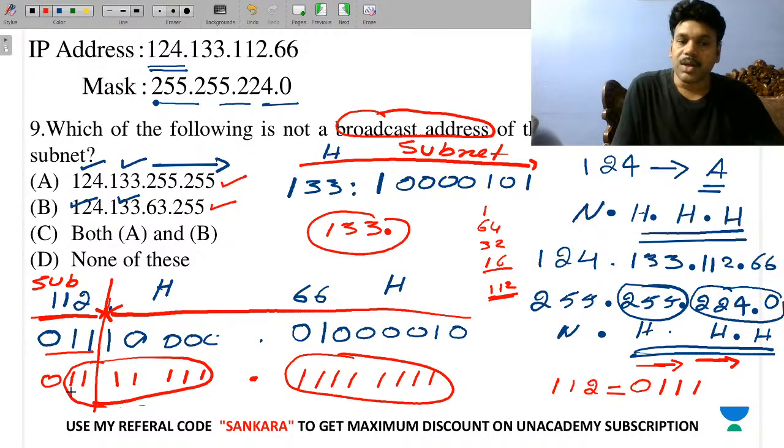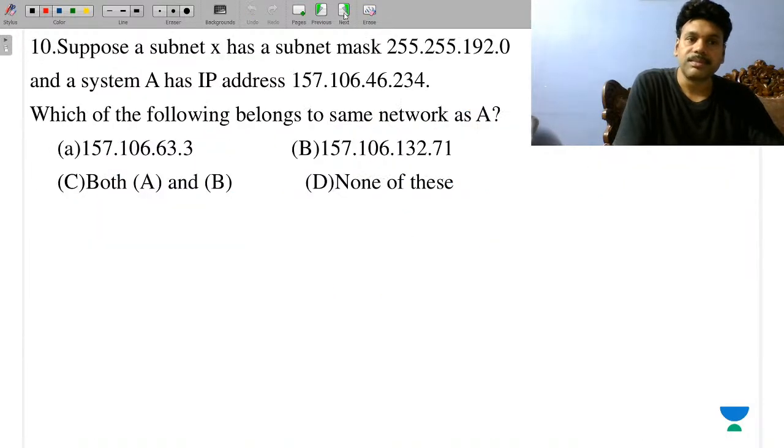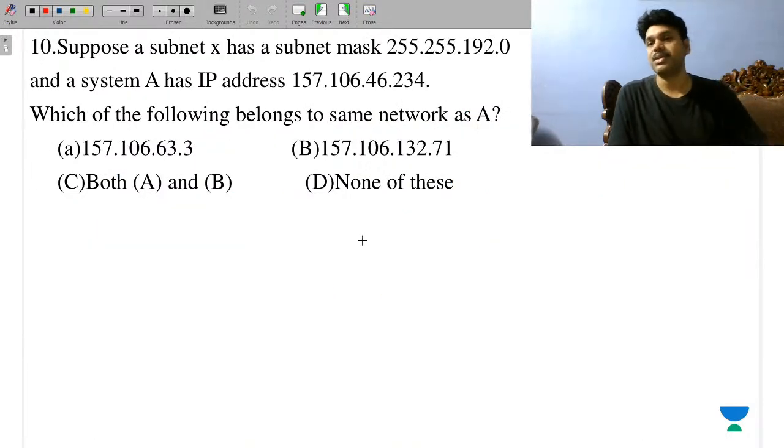Now you see 1, 2, 3, 4, 5, 6, 7, 8. So 5 bits on, here 2 bits on. So you write what the mask is now. And this is completely 255. Next one, we will go to the next question. This is the 10th question.